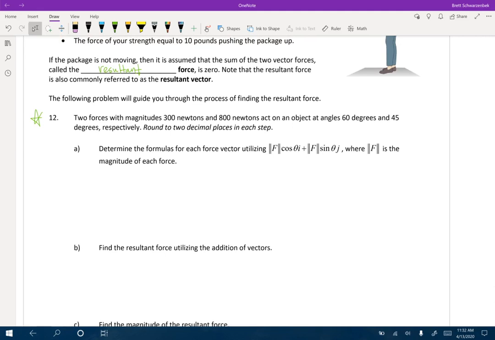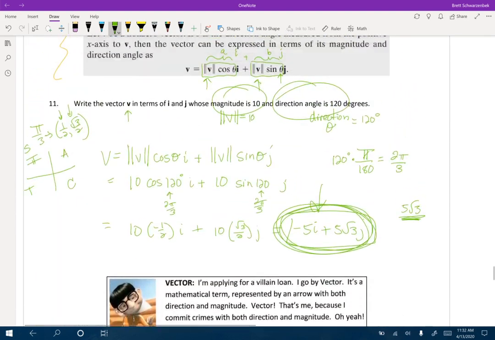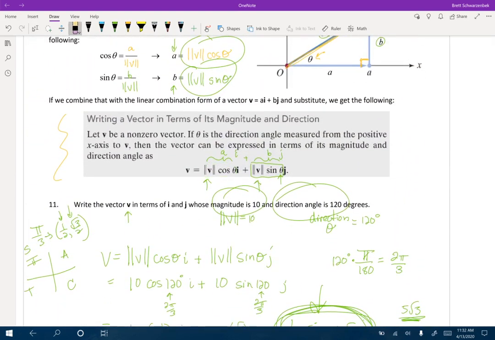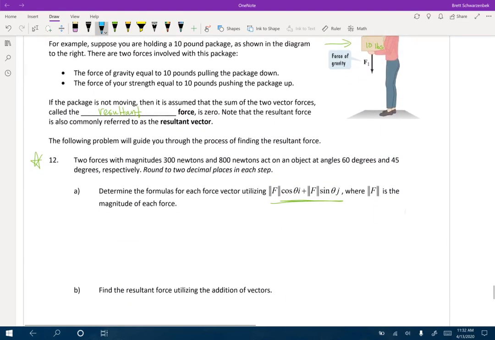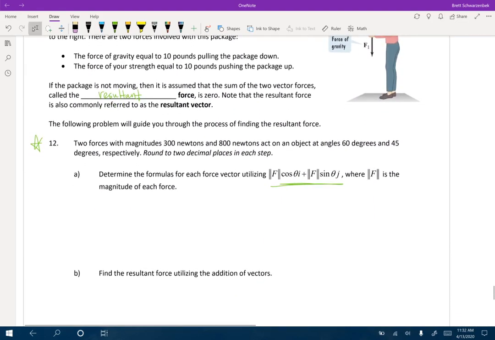So logically, look at A. It says determine the formulas for each force vector utilizing the formula as you see here. Well, what's this formula mimicking? It's mimicking this formula right here. So we're using this formula: given its magnitude and direction, find the vector. Well, in this case, we have two vectors, the two forces that are acting on the object. So we have to figure out what that is.